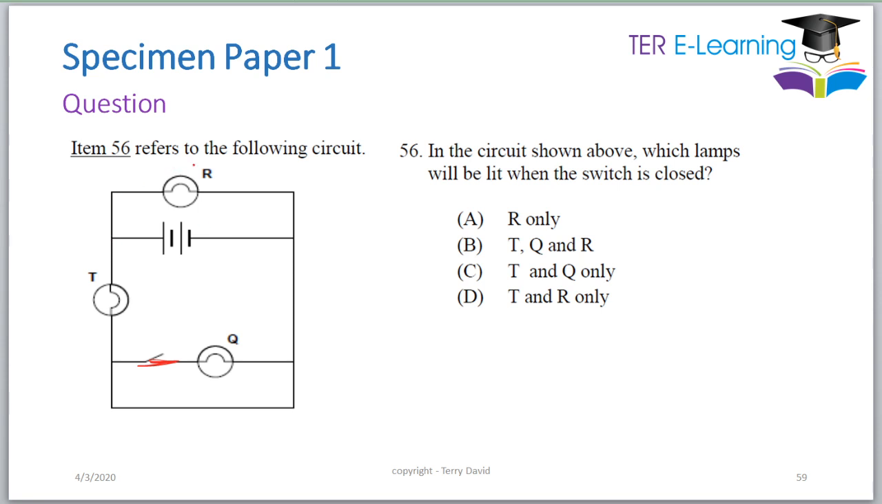So R is connected across the power supply. So therefore R is going to light for sure. And what you've effectively done here by closing the switch, you shorted out this. So therefore Q is not going to light at all. But T is going to light. So the answer should be R and T, which is this one. All right.